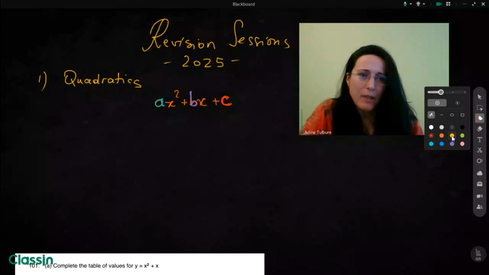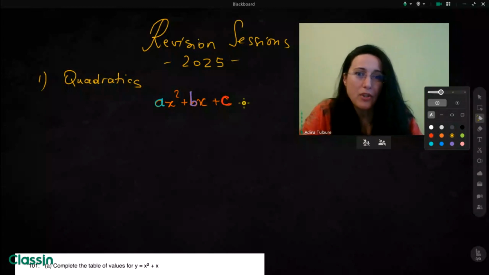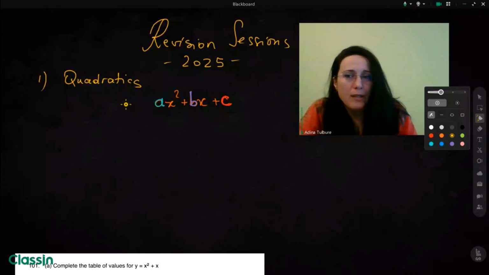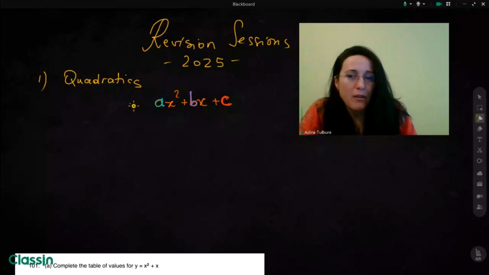And in fact, let me tell you when you need those coefficients. You need those coefficients to calculate the roots, to apply the quadratic formula. And this is especially for the extended paper in IGCSE and the higher paper in GCSE. What else do you need to know? So that's the general form.